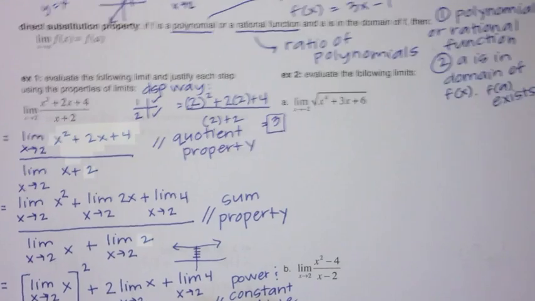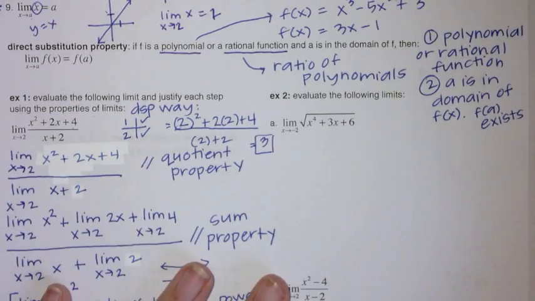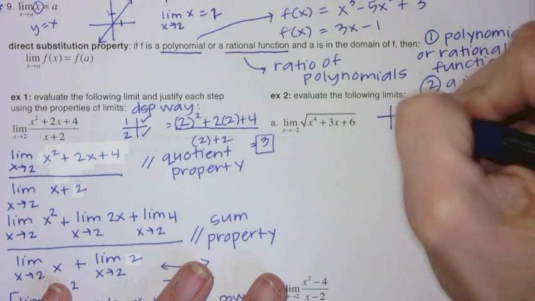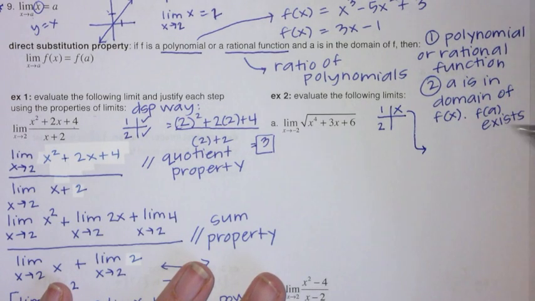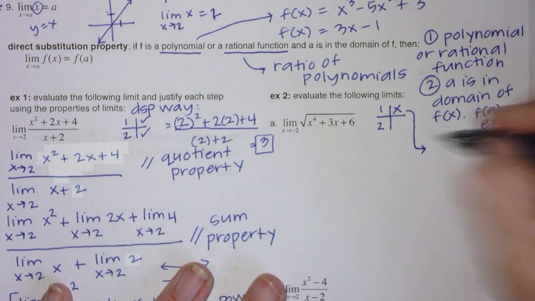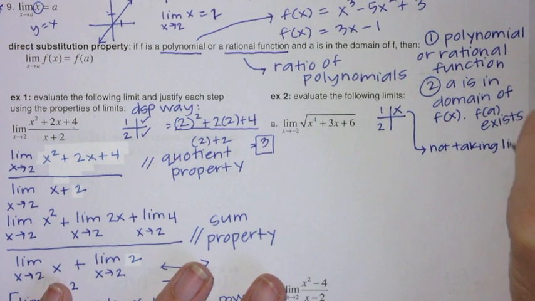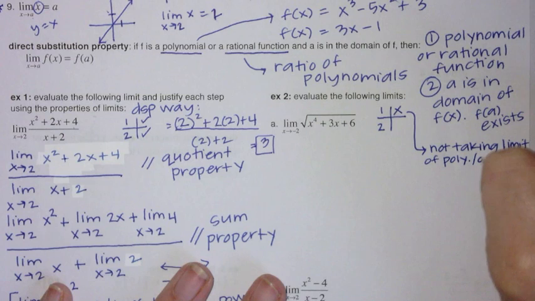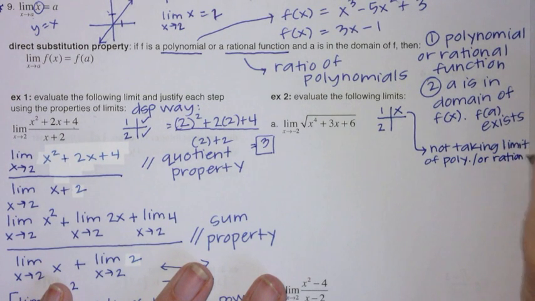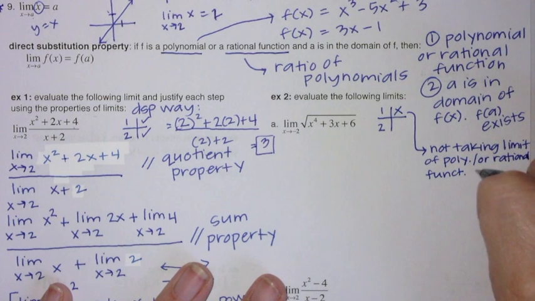So let's see what we can do. Like I told you guys before, we are going to do the 1-2 check on these. The first thing, I like to do it like this. 1, 2. This does not meet condition number 1. And I'm writing some words here to help you realize why it doesn't. We are not taking the limit of a polynomial or rational function. You don't have to write this, but it's super helpful when you're looking back at your notes. So we can't use DSP.